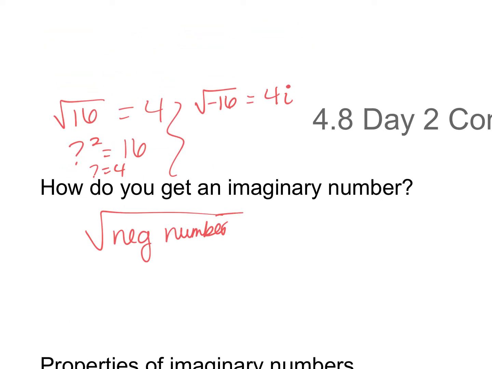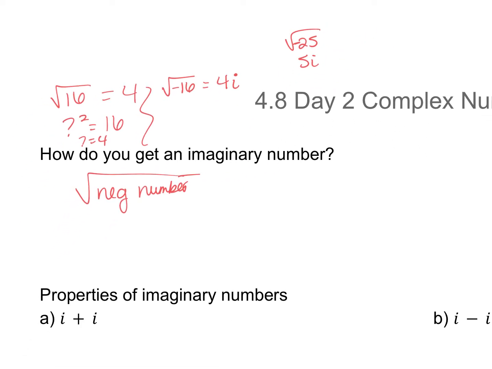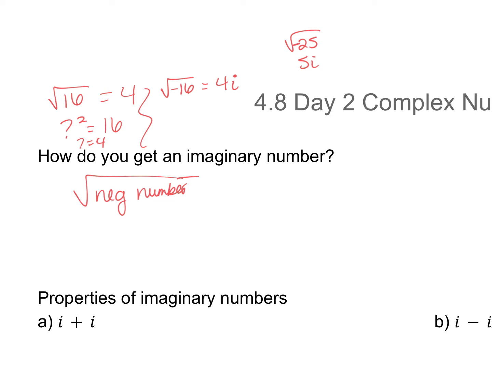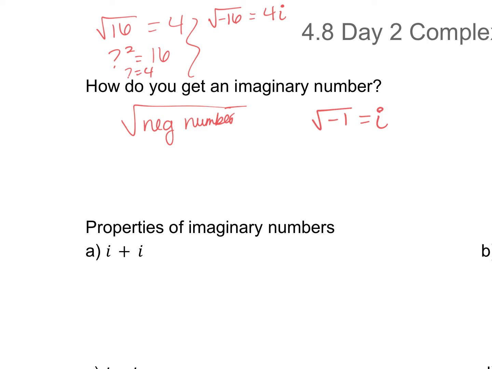So like for fun, what would be the square root of negative 25? 5i, right? What would you square root to just get i? Well, that would be negative 1. So the square root of negative 1 is i. All right, so that's something you need to know. We're going to get into that a little bit more in just a second.